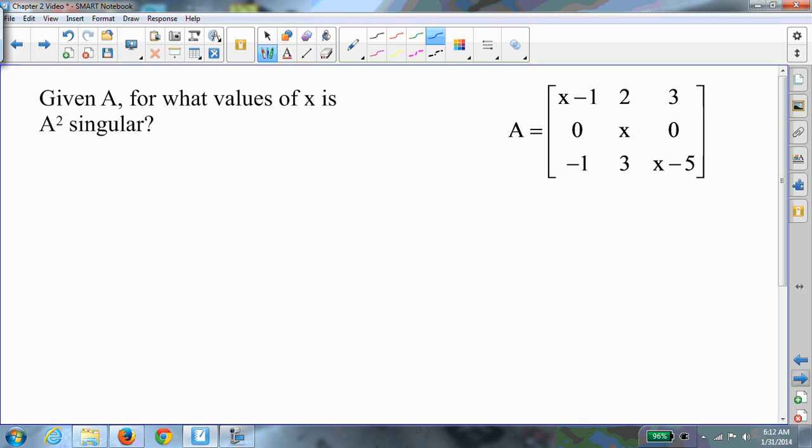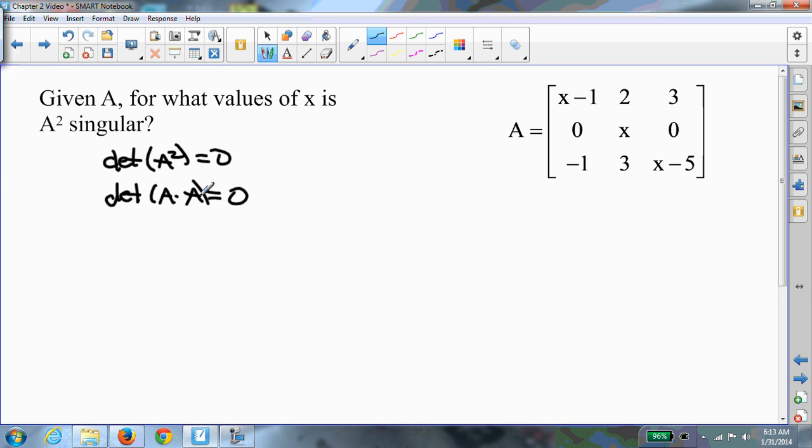Now let's look at a couple of things involving the properties of matrices. For example, over on the right-hand side, I have a matrix A, and the question is, what values of x make A squared singular? Well, if a matrix is singular, the determinant would have to equal 0. So basically, I want to solve when the determinant of A squared equals 0. The determinant of A squared is the determinant of A times A.